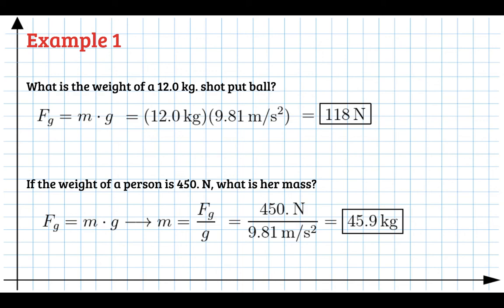kilograms. Okay, so if you know the mass, multiply it by g, that'll give you the weight. If you know the weight, divide it by g, and that'll give you the mass. All right, you don't need to show your work for these first couple on the homework with these. You just need to do the calculation, okay?